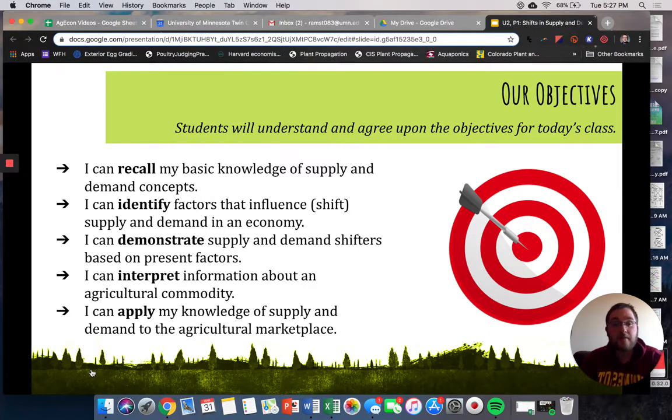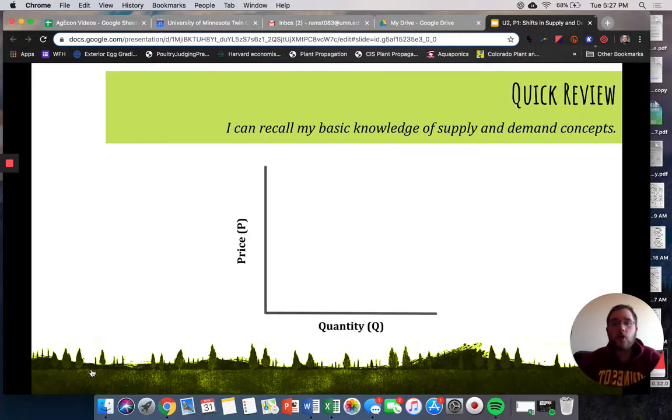Okay, so why don't we review basic supply and demand concepts together, just so we're all on the same page. Okay, here we have the outline for what you hopefully recognize as a supply and demand graph. Now, I want you to grab out a piece of paper or open up a Google Doc or whatever you want to do to jot your memory of what a supply and demand graph looks like.